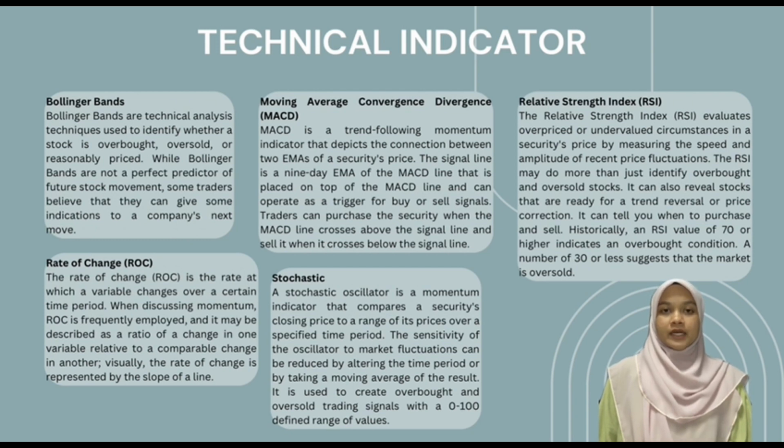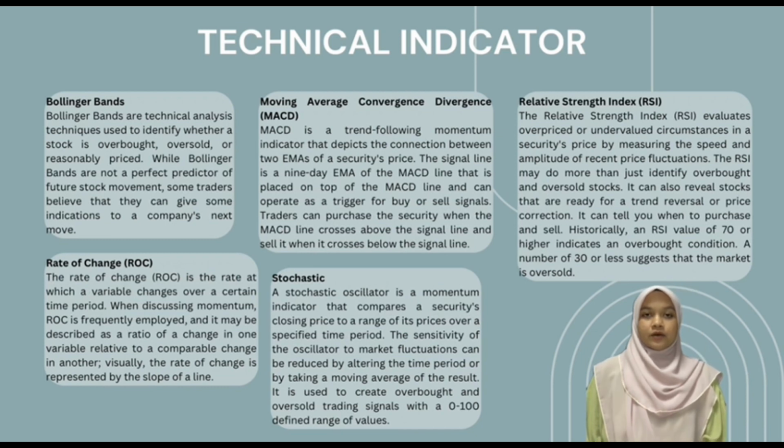Relative Strength Index (RSI). RSI evaluates overpriced or undervalued conditions in a security price by measuring the speed and magnitude of recent price fluctuations. The RSI may do more than just identify overbought and oversold stock. It can also reveal stock that is ready for a trend reversal or price correction. It can tell you when to purchase and sell. Historically, an RSI value of 70 or higher indicates an overbought condition. A number of 30 or less suggests that the market is oversold.